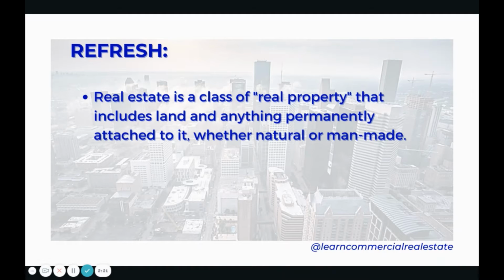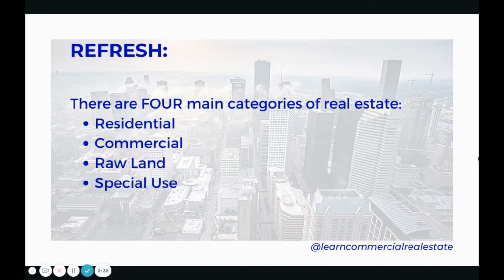So here's a refresh. Real estate is a class of real property that includes land and anything permanently attached to it, whether natural or man-made. And there are four main categories of real estate: residential, commercial, raw land, and special use.